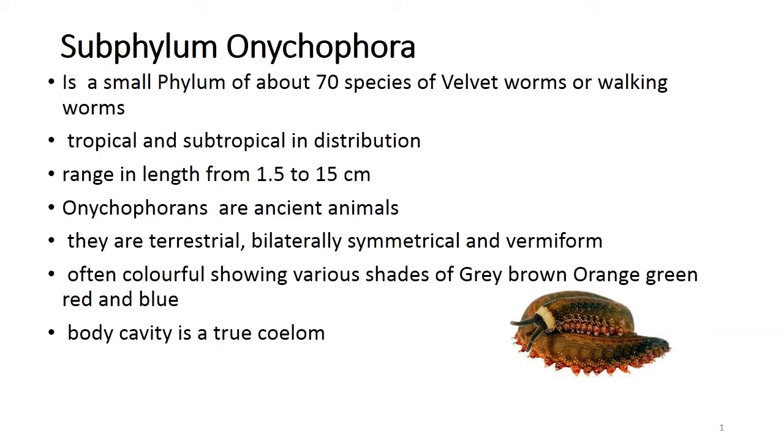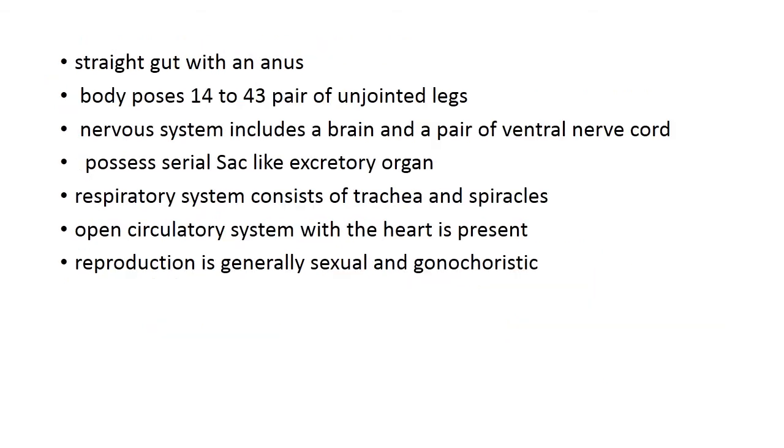Onychophorans are ancient animals. They are terrestrial, bilaterally symmetrical and vermiform, often colorful, showing various shades of grey, brown, orange, green, red and blue. In the picture itself you have a colorful one. Body cavity is a true coelom. It has a straight gut with anus. Body possesses 14 to 43 pairs of unjointed legs.